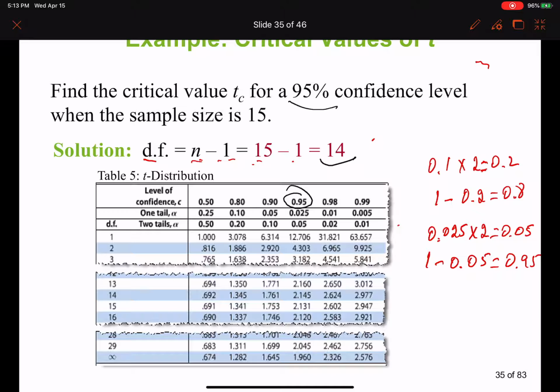And if the degree of freedom is 14, so it's going to be what? 2.145, right? Let's see. It went down to 14, and 0.95, 2.145, the T critical. So the T critical will be plus minus 2.145, for positive and negative. Okay.